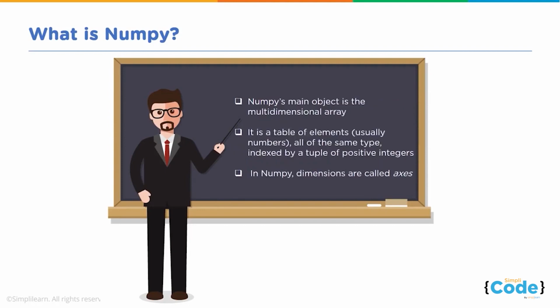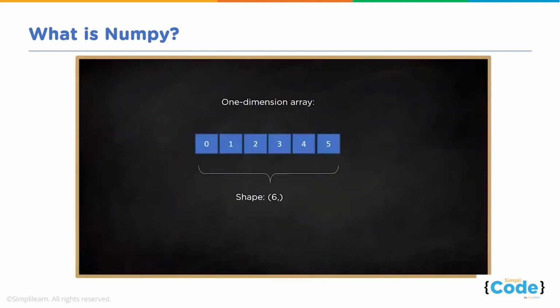Numpy's main object is a multi-dimensional array. It is a table of elements, usually numbers, all of the same type, indexed by a tuple of positive integers. In Numpy, dimensions are called axes. Take a one-dimensional array, and remember dimensions are also called axes, so you can say this is the first axis, 0, 1, 2, 3, 4, 5. And you can see down here it has a shape of 6. Why? Because there are 6 different elements in the one-dimensional array. And they usually denote that as 6 comma with an empty slot on there.